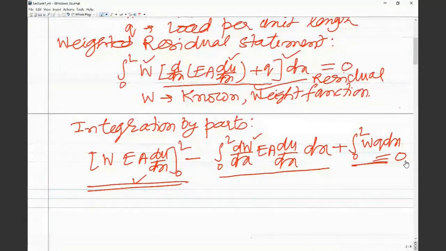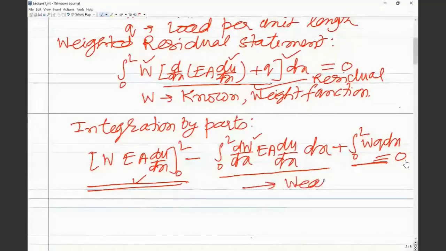Usually we do the integration by parts in such a way that we try to distribute the derivatives equally between the weight function and the unknown variable u, or whatever is the unknown variable of a given problem. Now since we have the same derivative of weight function w and of unknown variable u, we stop the integration by parts here, and whatever we get we call it the weak form.